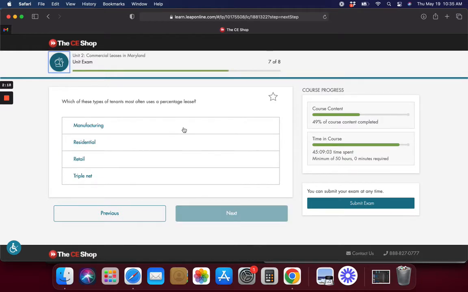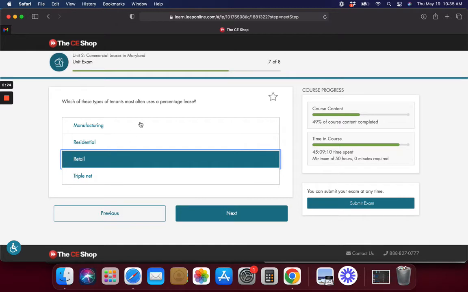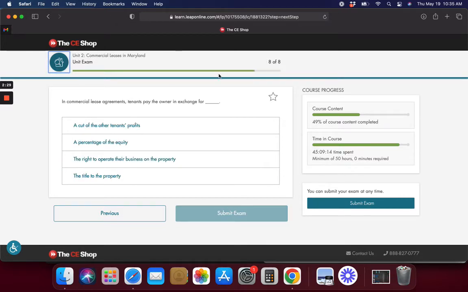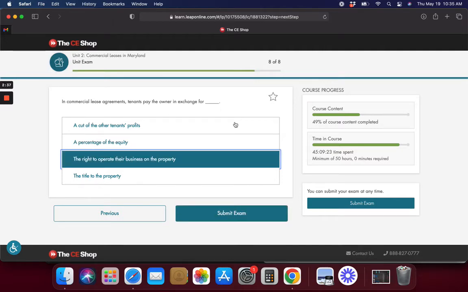Which of these types of tenants most often use a percentage lease? Probably retail, because it's based on sales. In commercial lease agreements, tenants pay the owner in exchange for the right to operate their business on their property.